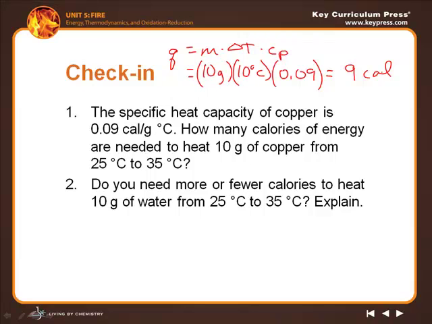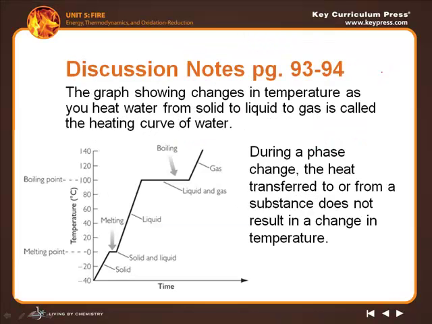What's different between water and brass? Is the mass different? Nope. Is the temperature change different? Nope. What's the only thing that's different? Specific heat capacity. Instead of it being 0.09, it's 1.1. So 1 times 10 times 10 would equal how many calories? About 100. It's a lot more calories to heat up water. That's because water has a larger specific heat capacity.